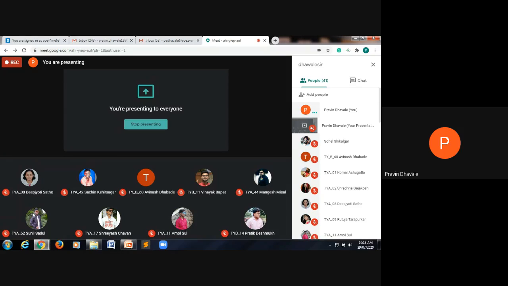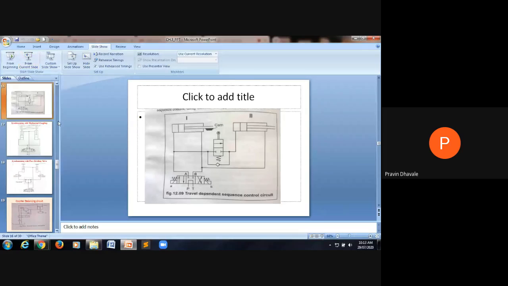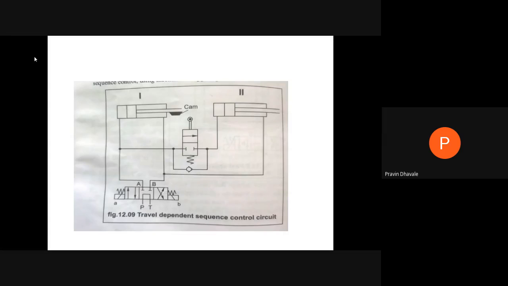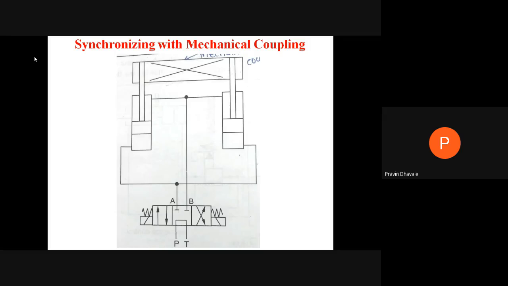Okay. Up till now, we have covered up to a sequence circuit. Now today's lecture, we will go for the next type of the circuit. Is it clear, or any circuit is required to repeat its explanation? Hello? No, sir. Okay. Now we will continue next circuit.